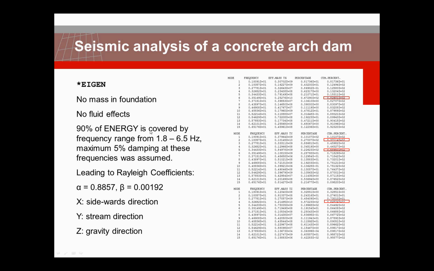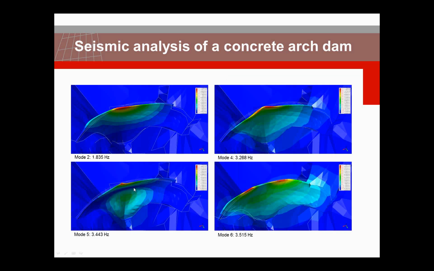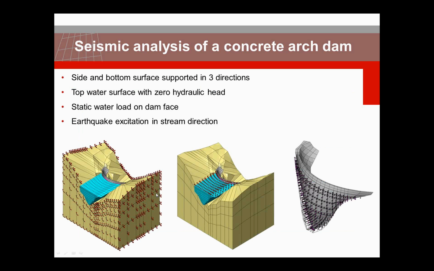And this range of frequencies is the range that we want to apply. We define a damping ratio of 5%. From this condition, the software calculates the Rayleigh coefficients that we will apply, alpha and beta, in the transient analysis. So the four dominant modes that I've highlighted on the previous sheet are depicted here. You see them with the frequency and their corresponding shapes.